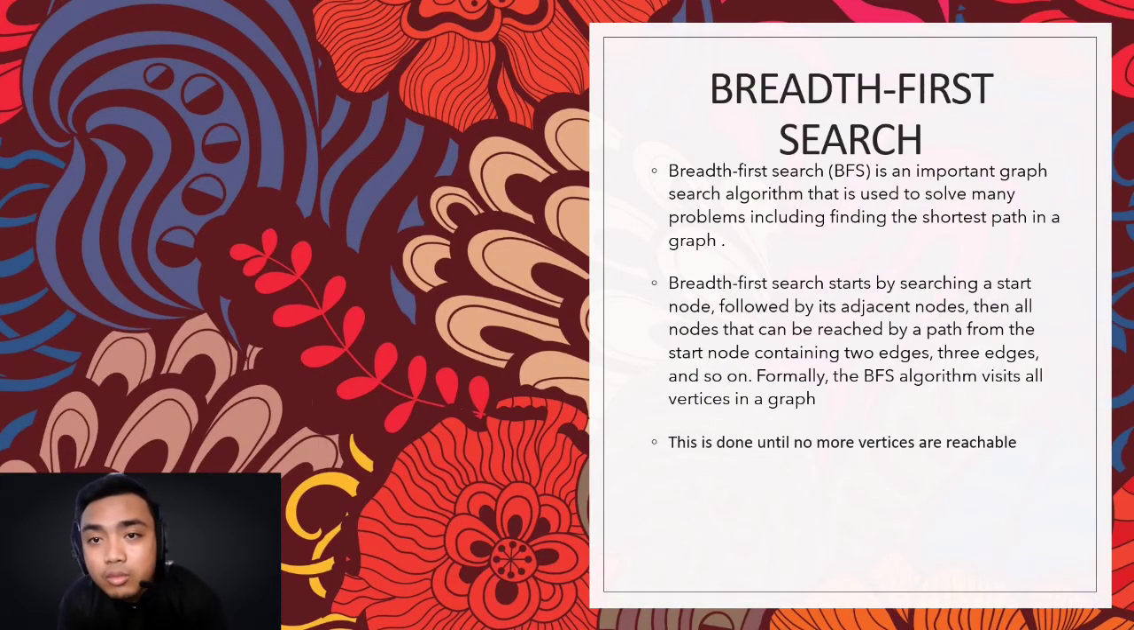Today I would like to present to you about breadth first search. Breadth first search is an important graph search algorithm that is used to solve many problems, including finding the shortest path in a graph. Breadth first search starts by searching a start node followed by its adjacent nodes, then all nodes that can be reached by a path from the start node containing 2 edges, 3 edges, and so on. Formally, the BFS algorithm visits all vertices in a graph. This is done until no more vertices are reachable.